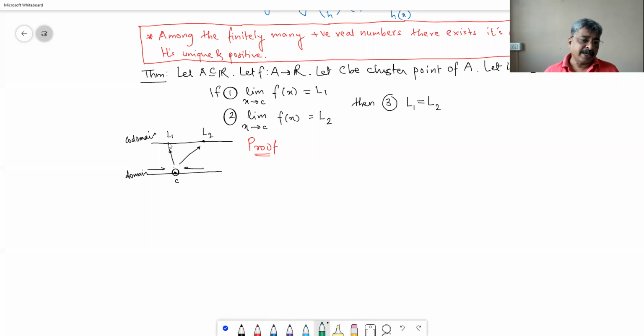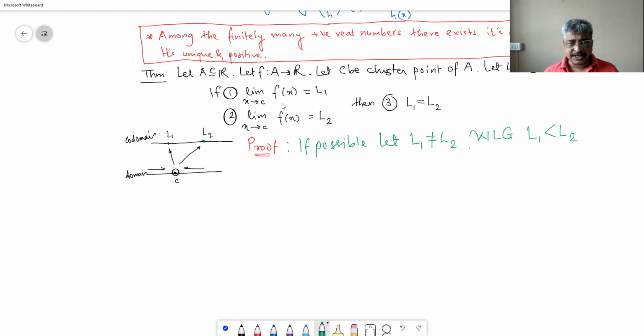Now, if this point is L1 and this point is L2, let us start. We want to show L1 is equal to L2, and the only way to do that is by contradiction. If possible, let L1 not be equal to L2. Without loss of generality, L1 is less than L2. And now epsilon will be given to us.